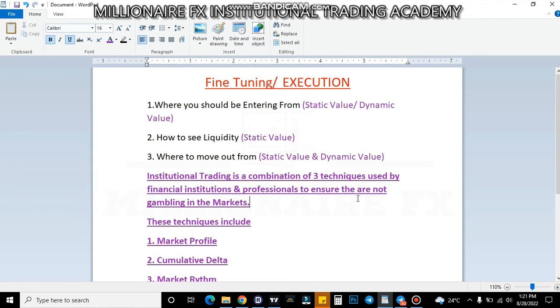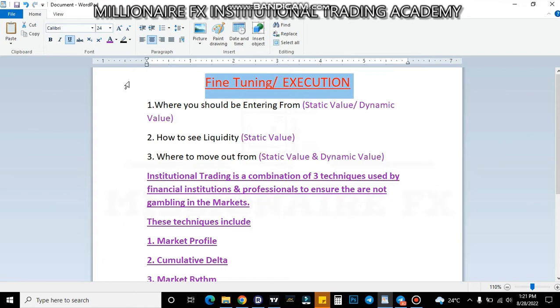This is Frank Millionaire. Just like in the previous videos, we have been looking at how to understand the market. Now that we understand the market, remember in the previous video we looked at where the market always goes, how to tell where the market is going and where it's going to stop from. So we looked at the pivot points. Today we're not looking at the auction market theory, we are looking at what we call fine tuning.